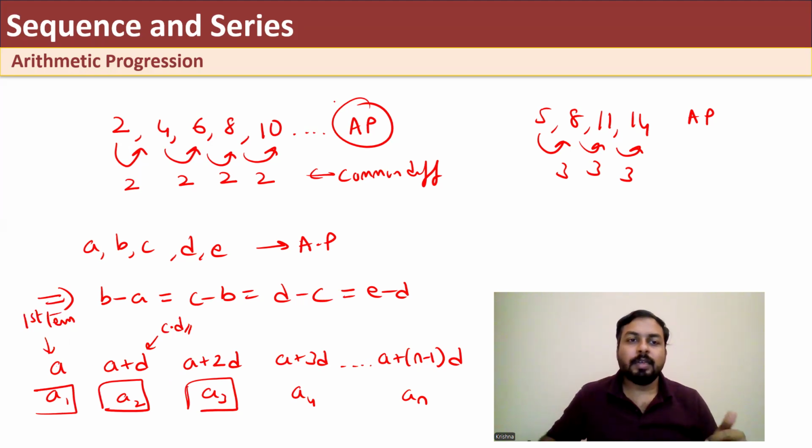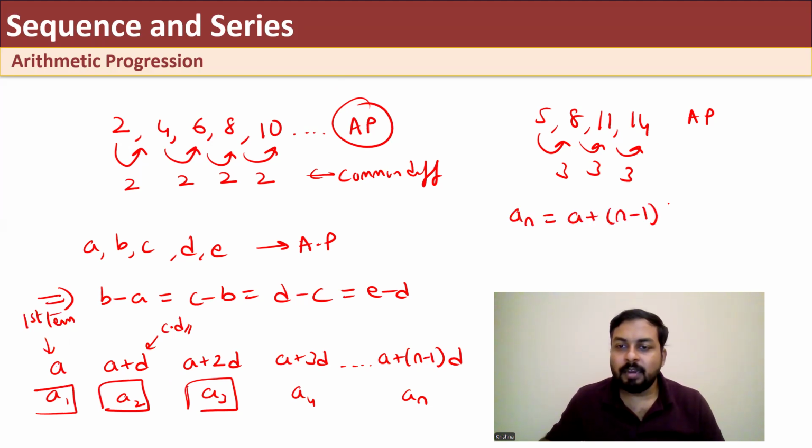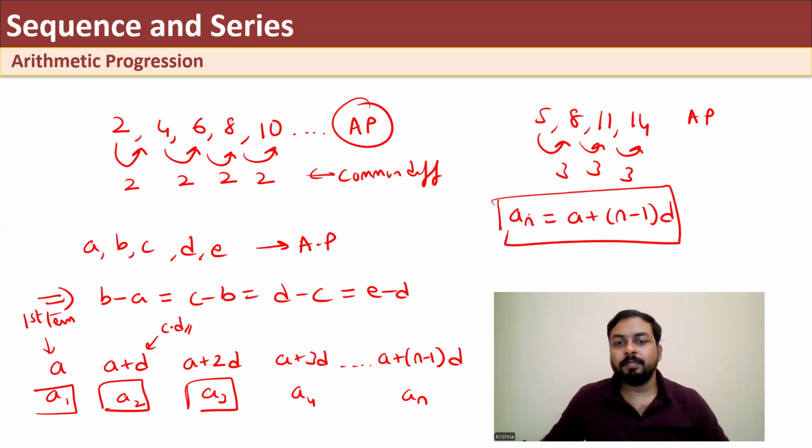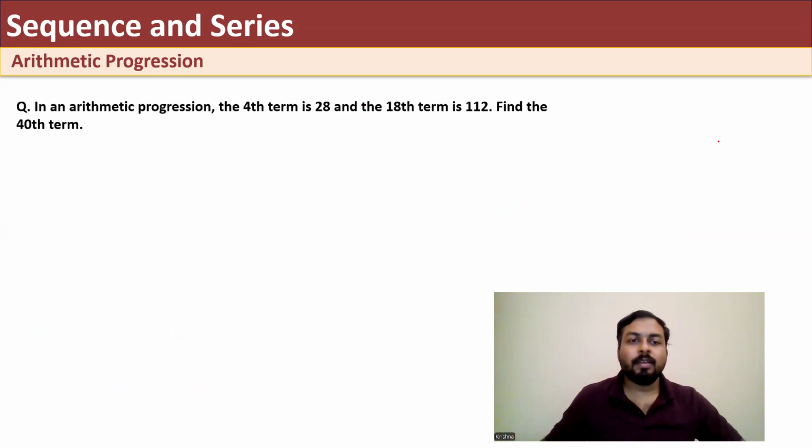Okay. So in arithmetic progression, we say that the nth term is equal to A plus (n minus 1) into D. That's how you will find the nth term. So for finding the nth term in arithmetic progression, you should know the first term and you should know the common difference. Make sense? All right. So let's see a question on this.